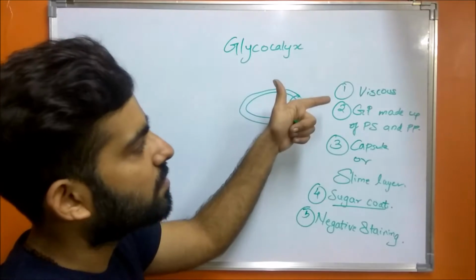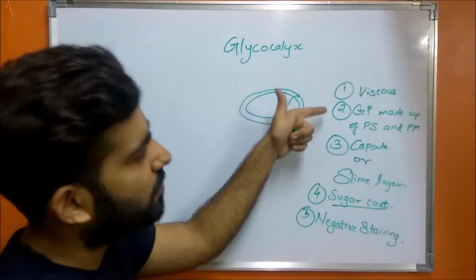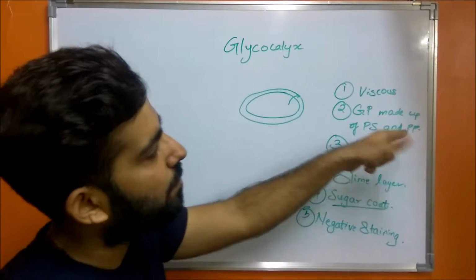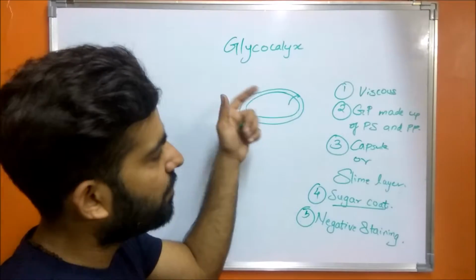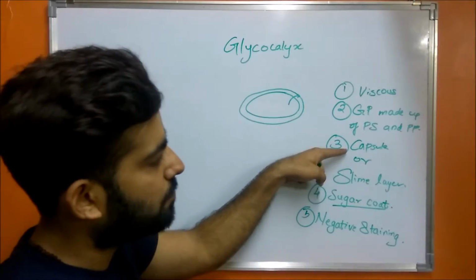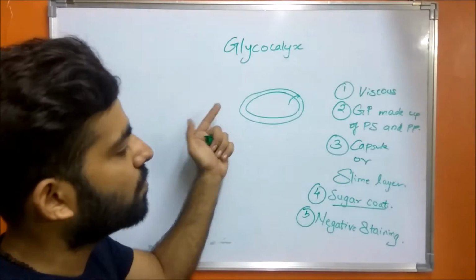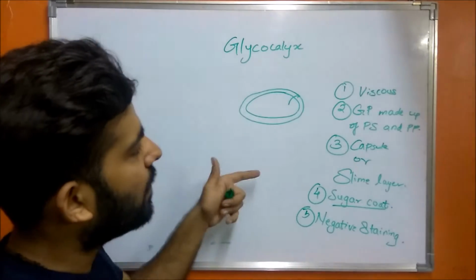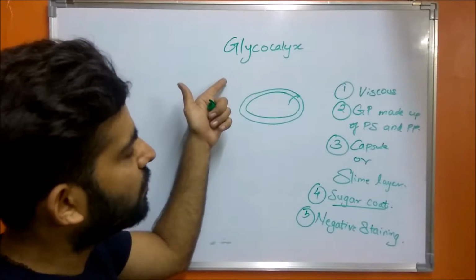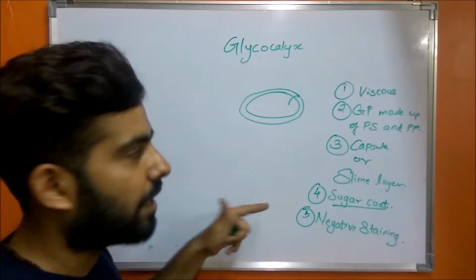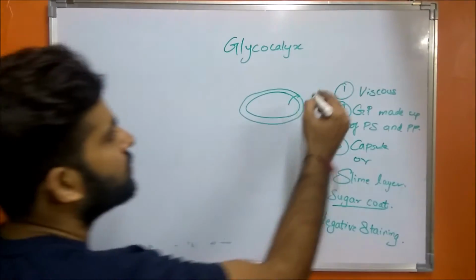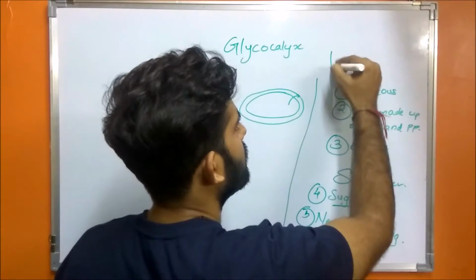It is a viscous, gelatinous polymer made up of polysaccharide and polypeptide. If it is firmly attached, it is called capsule, and if it is not firmly attached, it is known as slime layer. It is also known as sugar coat. If I want to detect the presence of glycocalyx, I have to perform negative staining. So this was about the properties.